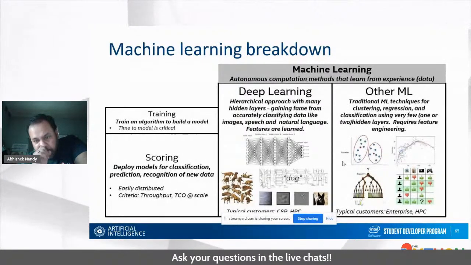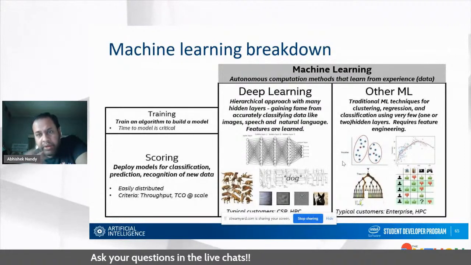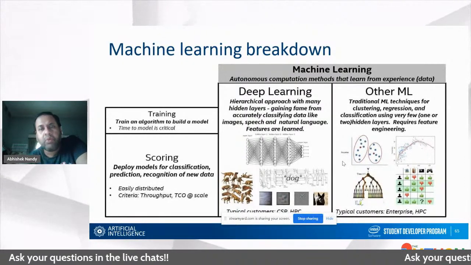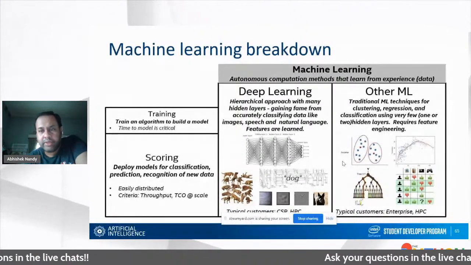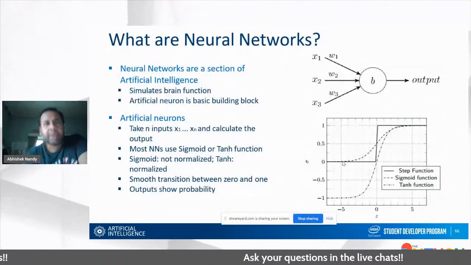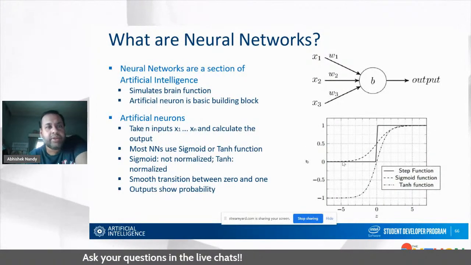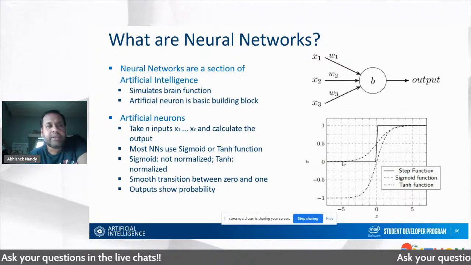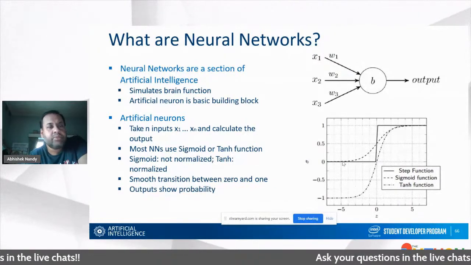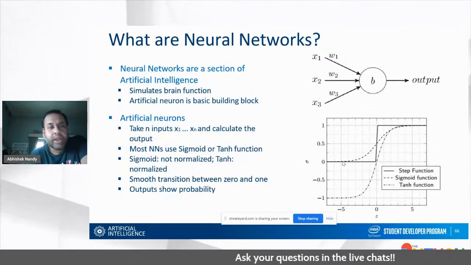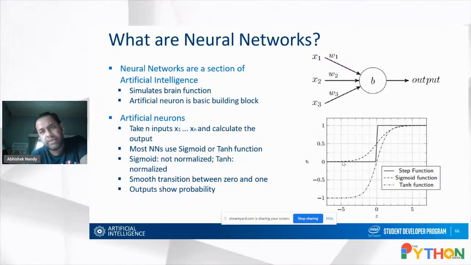But when it comes to, say, some of the clustering process, we have one or two hidden layers itself. Now comes the story of neural network. When we are covering a neural network, it generally tells us that we are simulating a brain function. Artificial neuron is the basic building block of it.